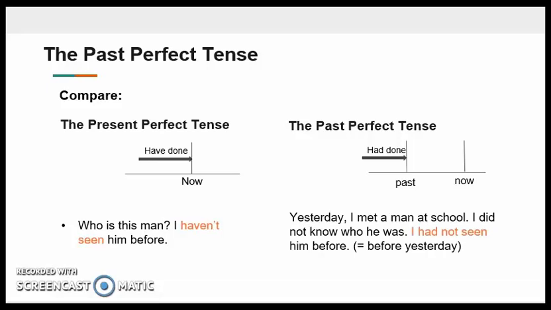However, in the past perfect tense, our reference point is in the past. Yesterday, I met a man at school. I didn't know who he was. I hadn't seen him before. And before here, in this sentence, refers to any time before yesterday.